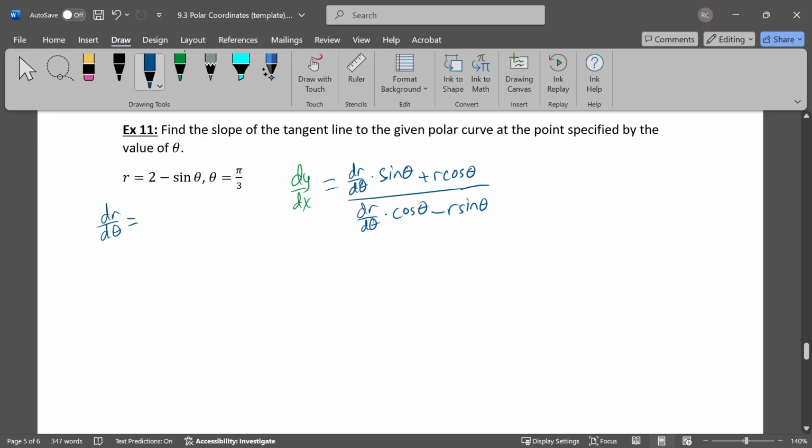Well, the derivative of 2 is 0. The derivative of sine is cosine, so this is negative cosine of theta. So when I substitute r and dr/d theta in place, I get negative cosine of theta, sine of theta, plus 2 minus sine of theta times cosine of theta, over negative cosine of theta times cosine of theta minus 2 minus sine of theta times sine of theta.